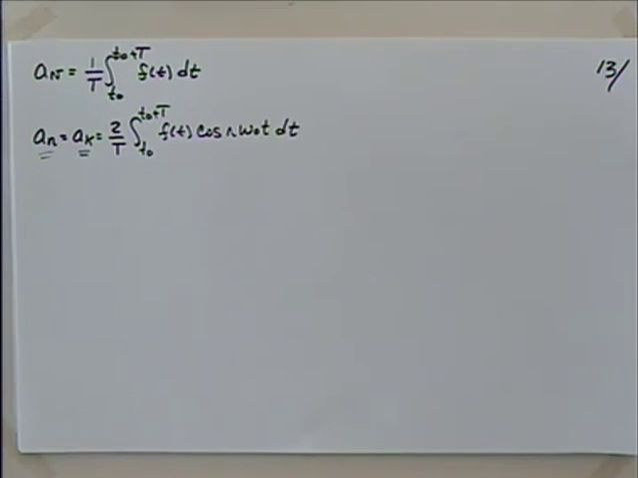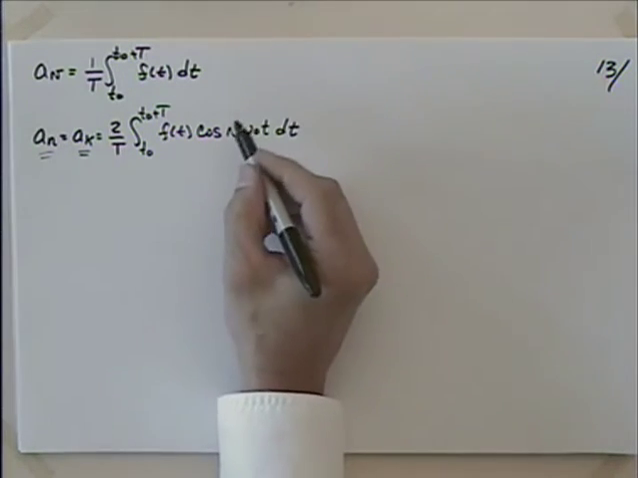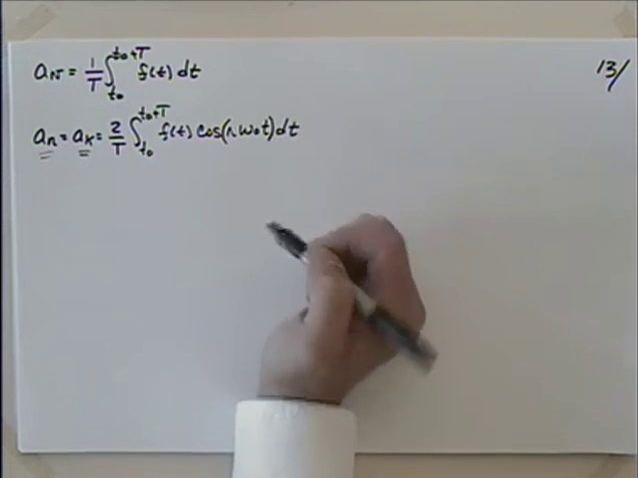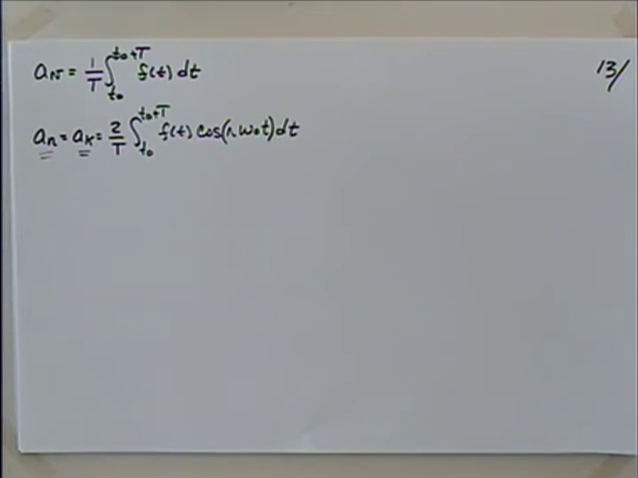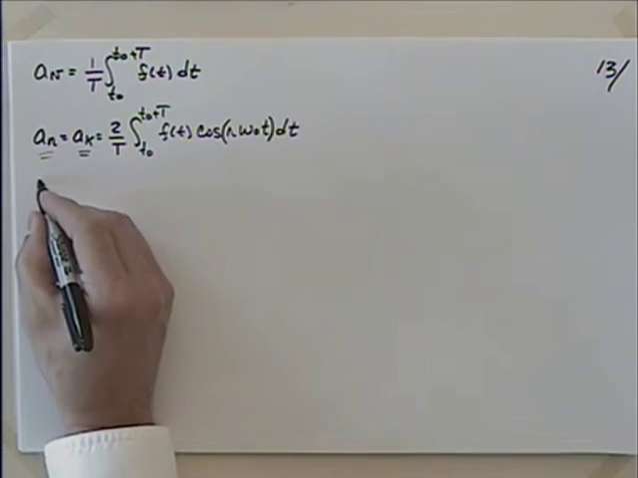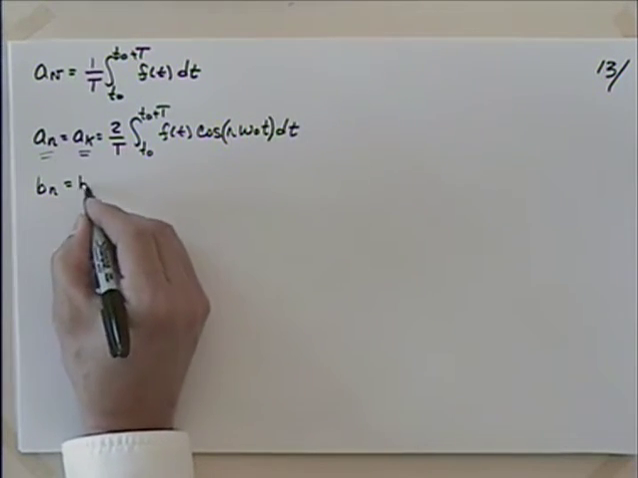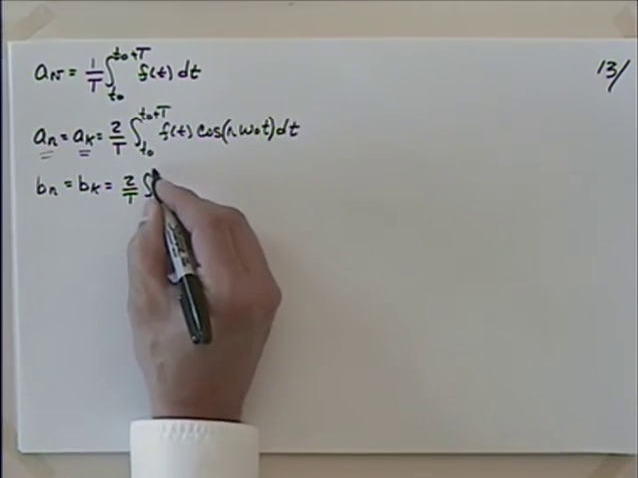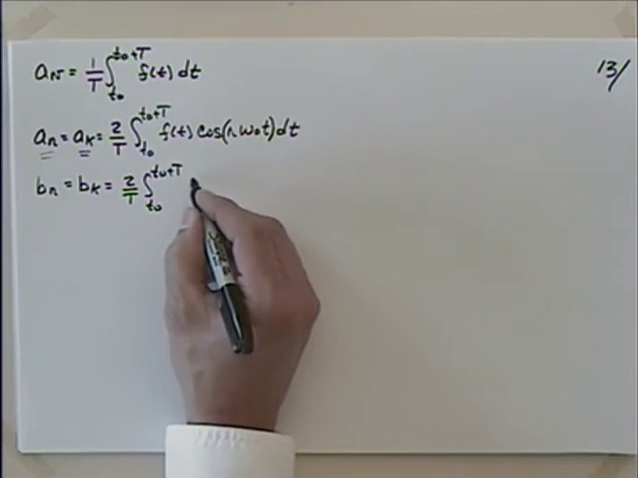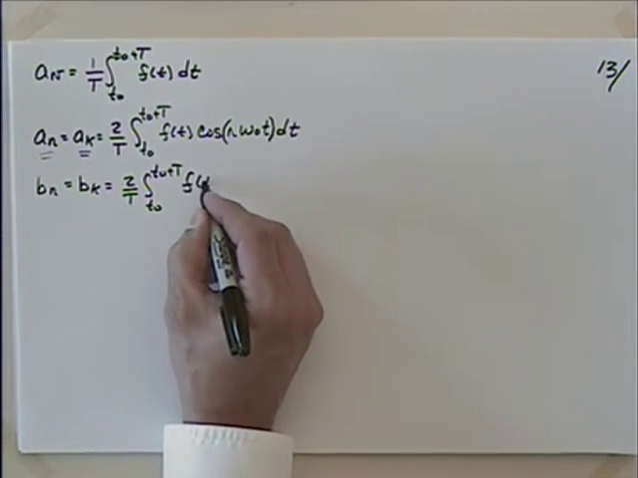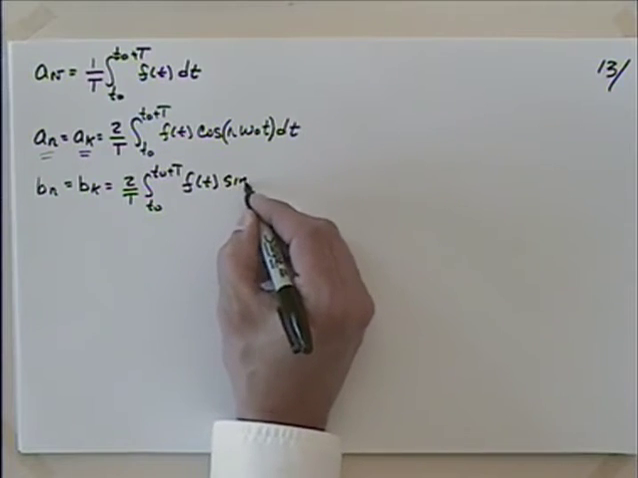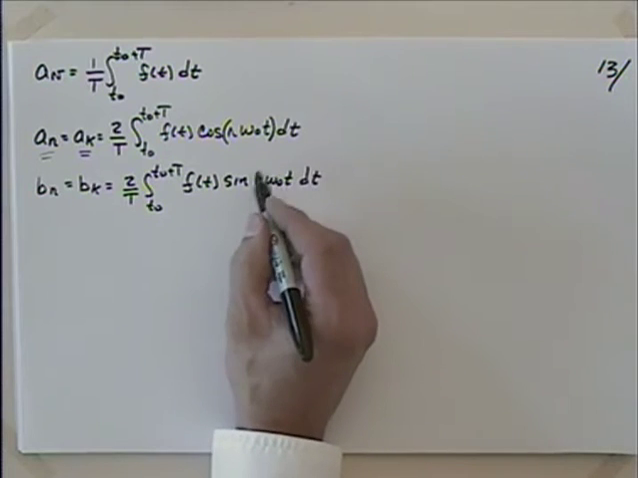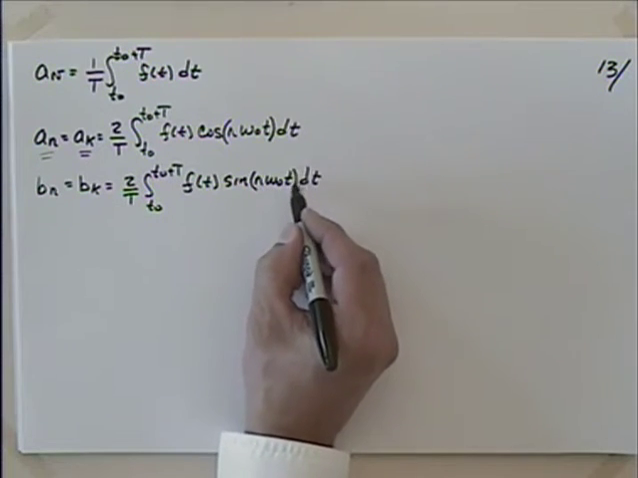Okay, so usually we just write it like this, but that's where the parentheses would be. And likewise, if we have b sub n, or some authors talk about b sub k, that would be 2 over T times the integral from t naught to t naught plus T of f of t, and we have sine of n omega naught t dt. And again, we usually write it like that, but for this time, the parentheses would be there.